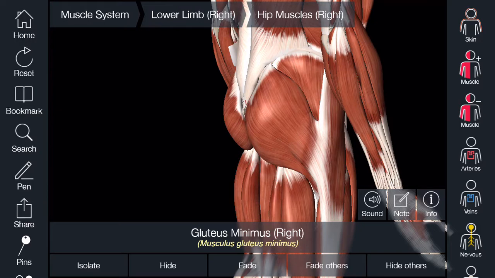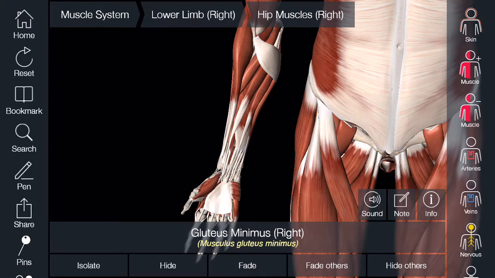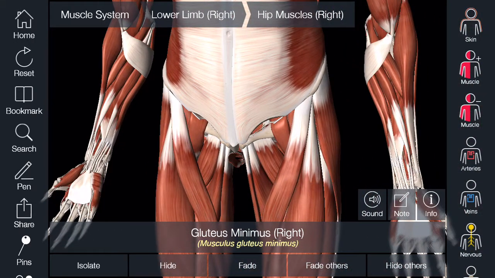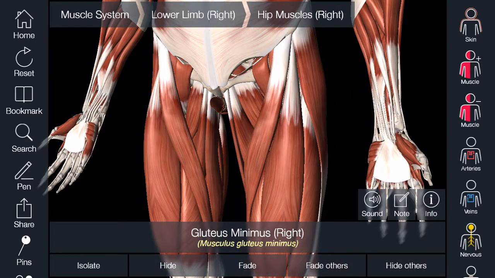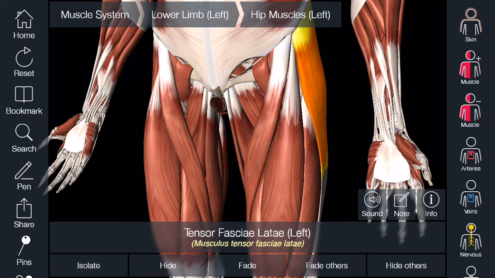What's next? Tensor fasciae latae. I like to call it the tensor fasciae latae, which is probably not correct, but that's how I remember it. And that is the muscle all the way on the side of your leg. The action is abduction, ABD, abduction, and medial rotation of the femur at the hip and extension of the knee.